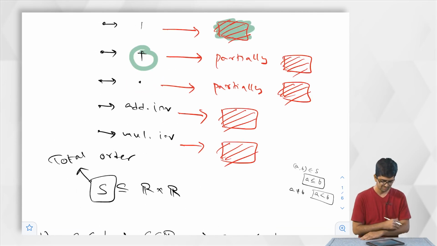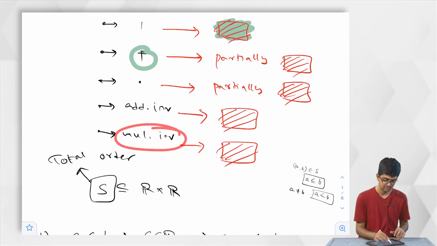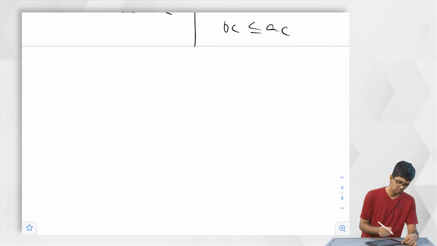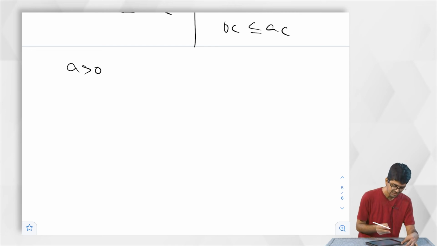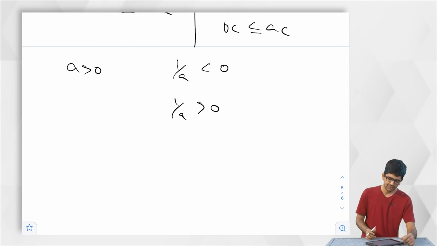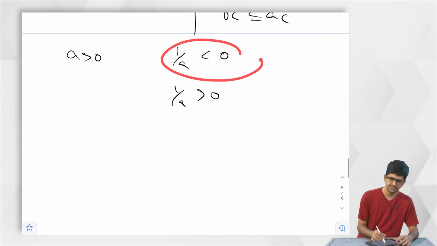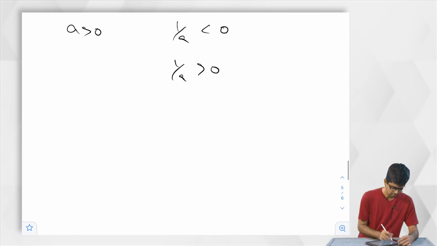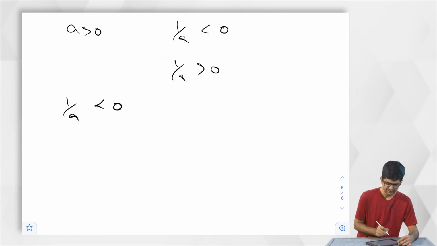Now what is remaining? The multiplicative inverse, we will do that also. So now what is the question? Suppose somebody tells me A is positive, what can we say about the multiplicative inverse 1 by A? Is it positive? Is it negative? Again, let us assume that 1 by A is less than 0. So 1 by A is less than 0.